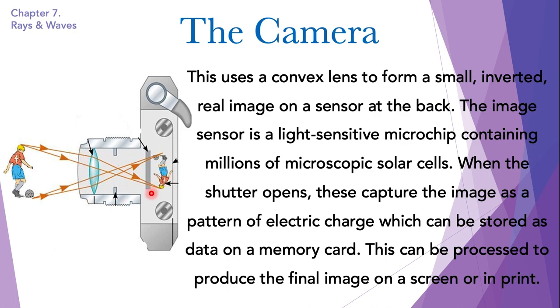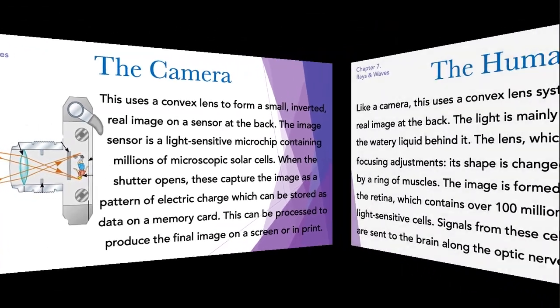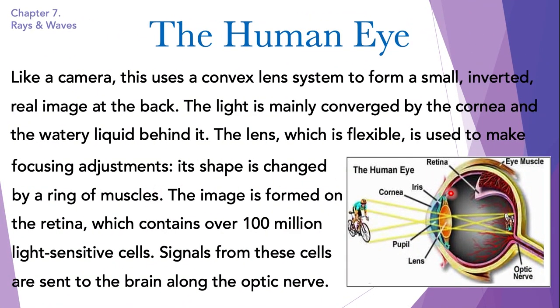The second example is the human eye. So like a camera, a human eye also uses a convex lens system to form a small inverted image at the back. So you can see here, the rays enter the eye and pass through the convex lens and converge at the retina to form the image on the retina, which is upside down and is a real image, a small upside down real image.